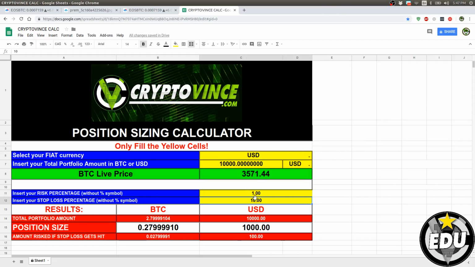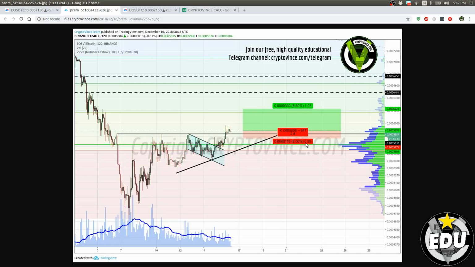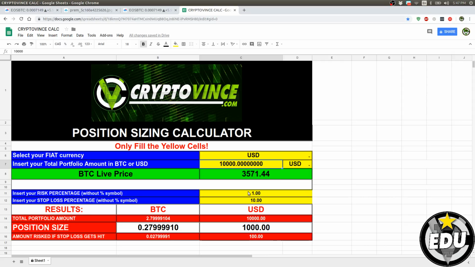Okay, so let's go over the EOS trade and how you should have taken this trade if you followed our analysis. Here I have to decide how much money I should put on this trade in order to risk only 1% of my portfolio. Going into the calculator, I have $10,000 as my total portfolio. How much do I want to risk of this portfolio? I want to risk just 1%, which is $100, right? And you can see here the amount risked if the stop loss gets hit is $100. Of course, if I'm risking 2%, my amount risked in this case would be $200, and so on.